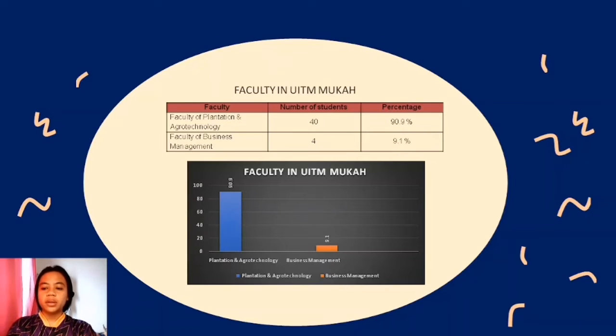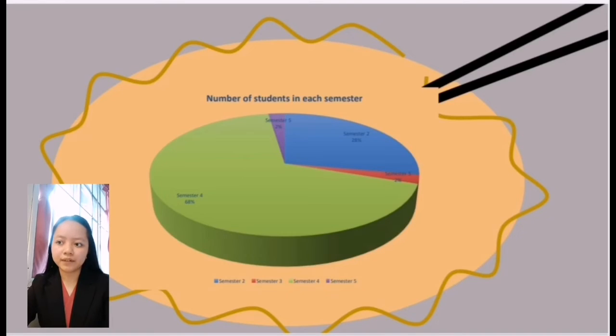Next, we go to faculty in UiTM Mukah. The figure above shows that for faculty in UiTM Mukah, we only chose 2 faculties, which are the faculty of plantation and agrotechnology, that contributes up to 90.9% of the overall percentage. 40 respondents from this faculty are the majority in this study. The faculty of business management contributes up to 9.1% of the overall percentage, whereby only 4 respondents from this faculty responded. We use a pie chart for this data.